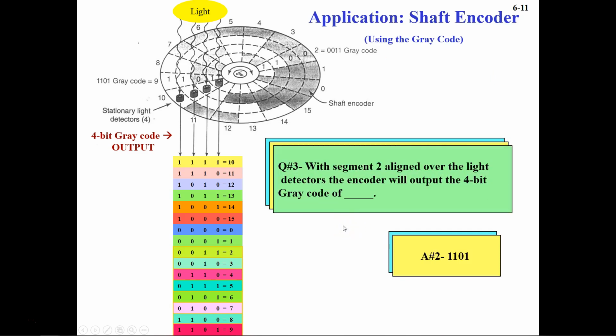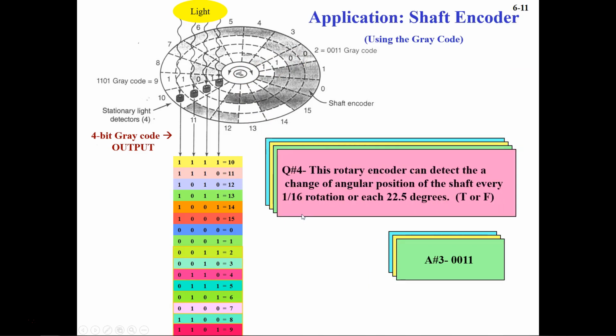And then we have, with segment 2 aligned over the light detectors, the encoder will output the 4-bit Gray code of. So at 2 you will check it out. So you have 0011 here. So you have 0011.